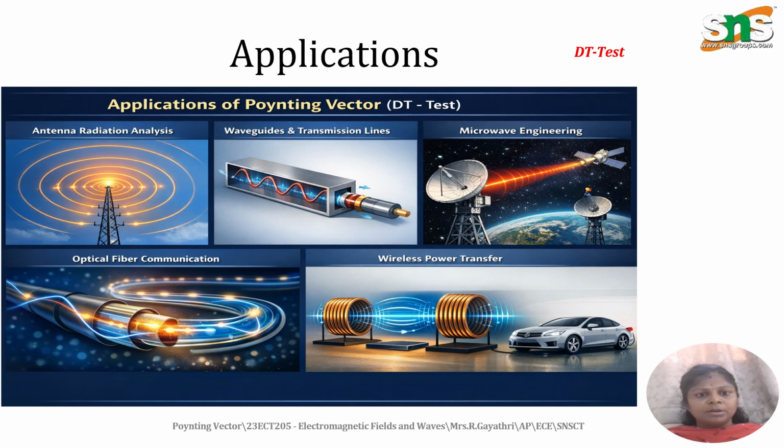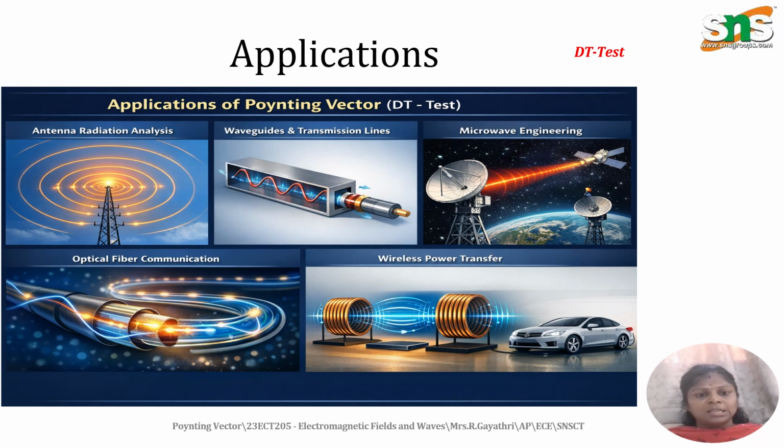Coming to the applications of the Poynting vector, it is used in antenna radiation systems and transmission lines, and also in microwave energy for satellite communications and optical fiber systems. When there is a requirement of power transfer in a wireless medium, the Poynting vector is used. In communications of cars, nowadays wireless cars are used. For these applications, the Poynting vector is used.